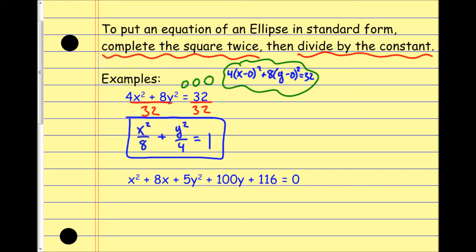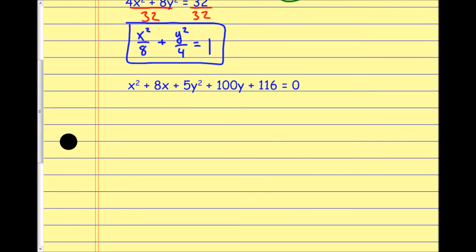Okay? If I look at the next one, this time I'm actually going to complete the square twice first. So the first thing I have to do is create space, so I subtract this 116 from each side. I get x squared plus 8x with a little space, 5y squared plus 100y with a little bit of space, equals a negative 116. And I go to complete the square here.